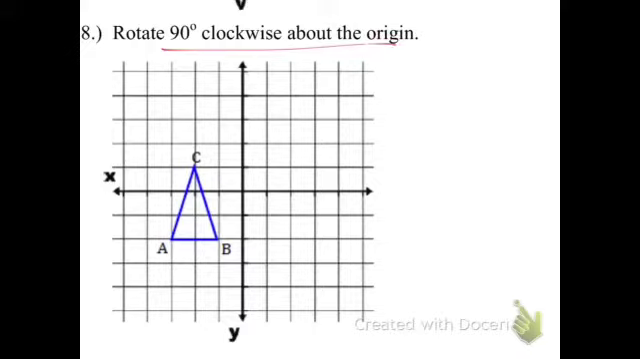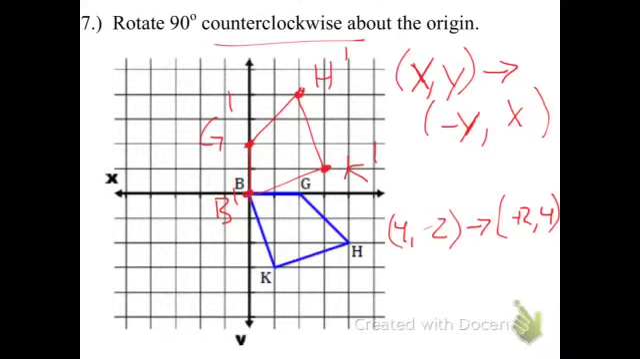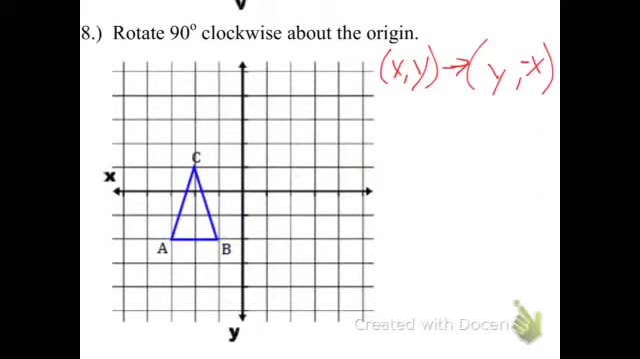Moving on to 8, if you want to go clockwise around the origin, you take X, Y, you switch the order, and you switch the sign on the second one. Okay, so if you're going counterclockwise, switch the sign on the first one. Going clockwise, switch the sign on the second one. And so I'm going to do that on this one. C is currently at -2, 1. So for C prime, I'm going to switch the order. I'm switching the sign on the second one. So it's going to be at 1, 2.